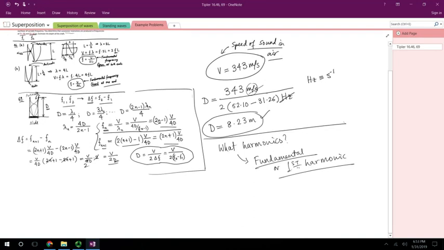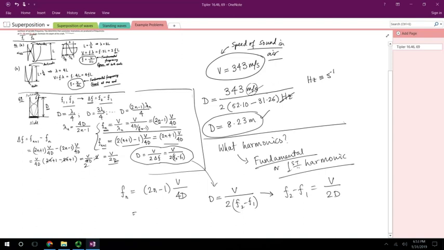Okay, so how do we do that? Let's go back to our formula for Fn. We know that Fn is equal to (2n minus 1) times V over 4D. And let's also look at the result that we found, which is D is equal to V over 2 times (F2 minus F1). We can actually turn the second equation around and write F2 minus F1 is equal to V over 2D, right?